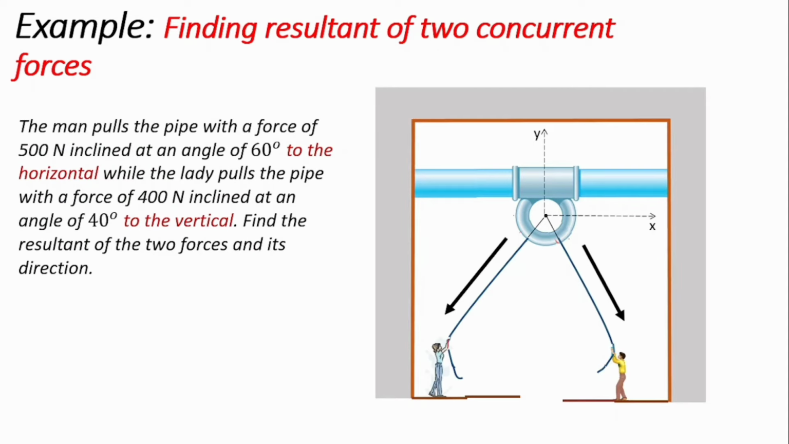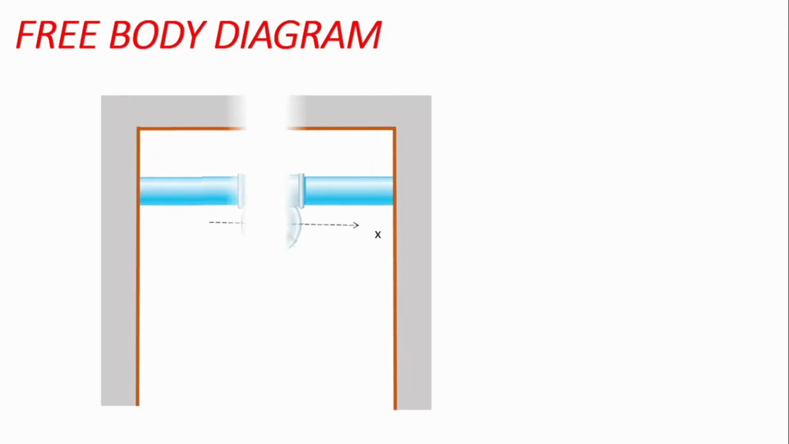So if there's a question before us, the question reads thus: the man pulls the pipe with a force of 500 Newtons inclined at an angle of 60 degrees to the horizontal, while the lady pulls the pipe with a force of 400 Newtons inclined at an angle of 40 degrees to the vertical. Find the resultant of the two forces and its direction. We are quickly going to bring out our free body diagram.